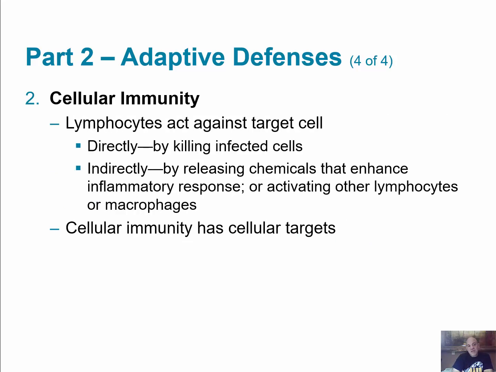For cellular immunity, the lymphocytes act against target cells, and they do so by directly killing the infected cell or indirectly by releasing chemicals that enhance inflammatory response or by activating other lymphocytes or macrophages. So cellular immunity has targets that are cellular, or that are cells.